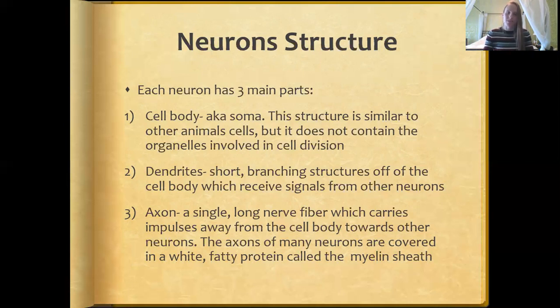Those are going to be used to receive signals from other neurons. And then the axon is one long nerve fiber that carries impulses, which is like the electrical signal, away from the cell body towards other neurons to pass on that signal. The axons of many neurons are covered in a white fatty protein called the myelin.